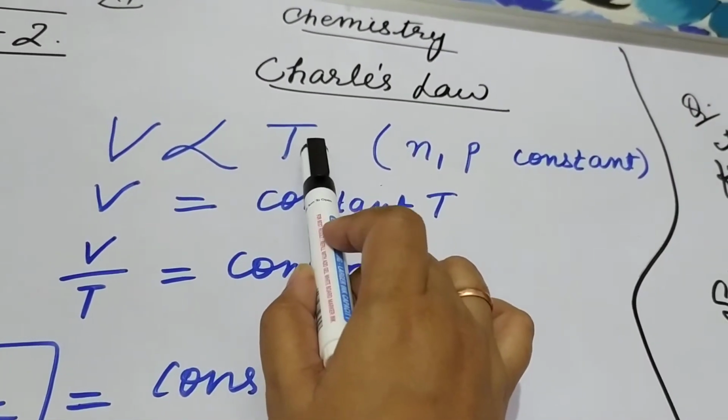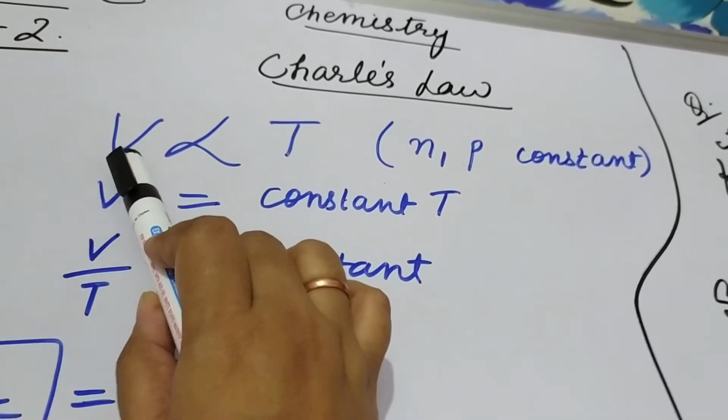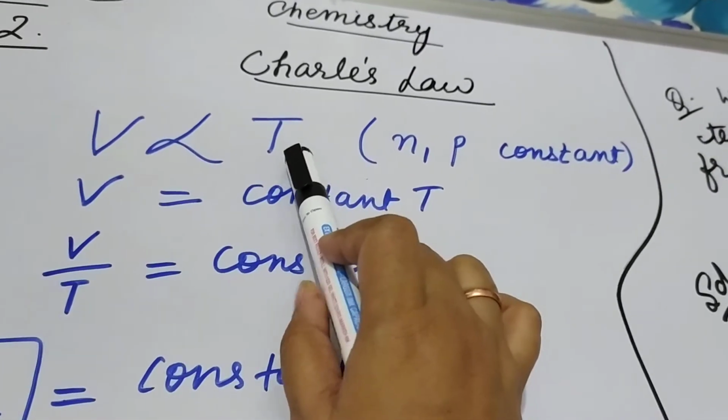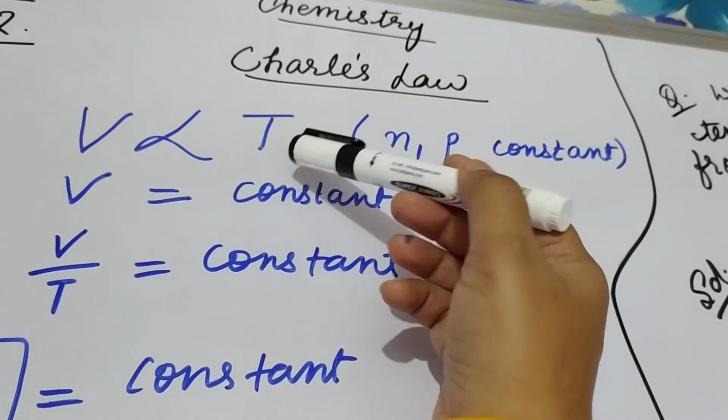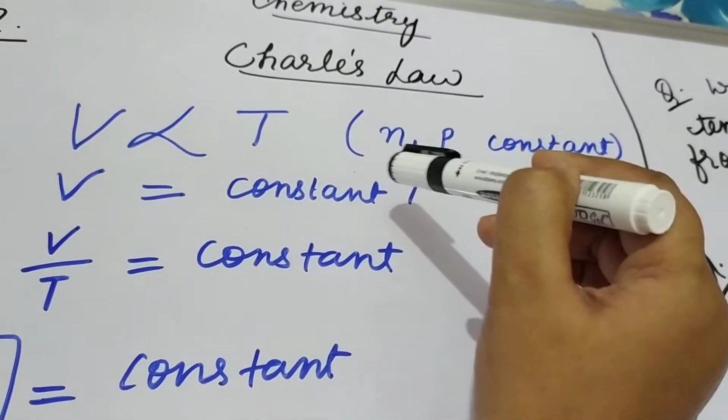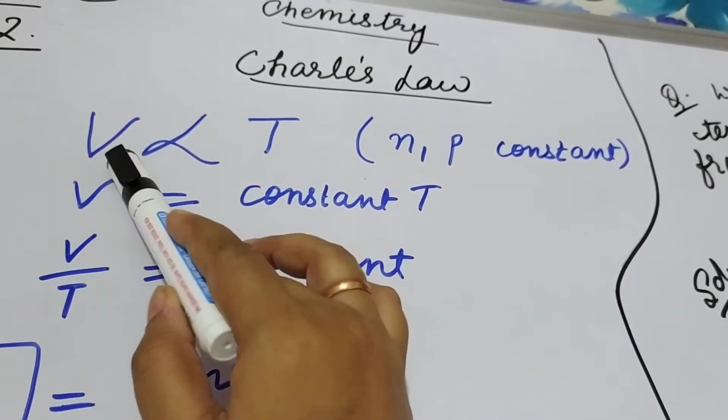That means if you increase the temperature, the volume of the gas will increase, because on increasing the temperature, the kinetic energy of the molecules will increase. They will move far apart from each other and the volume of the gas will increase.